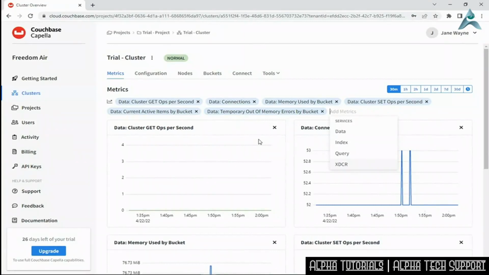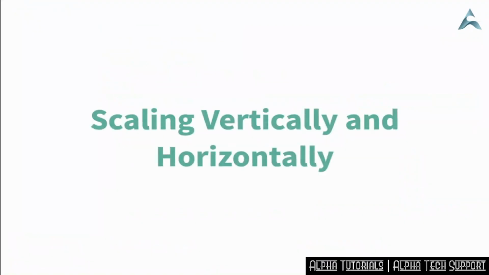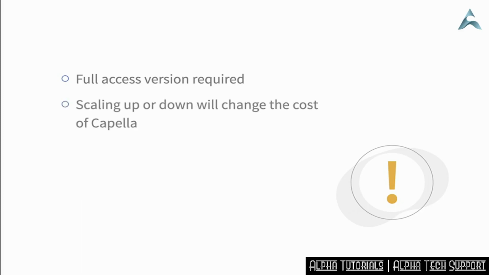Capella offers a variety of different metrics to fit your needs, and new metrics are always being added, so check back often. As the needs of your database change, Capella can scale in a matter of minutes rather than hours or days. Please note that all the examples here are in the full access version of Capella and will require purchase beyond the free trial. Also note that as you make scaling changes, your credit costs will change, and you probably want to check in with your organization owner before you save those changes.